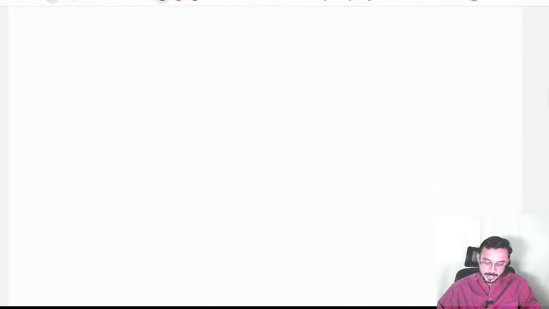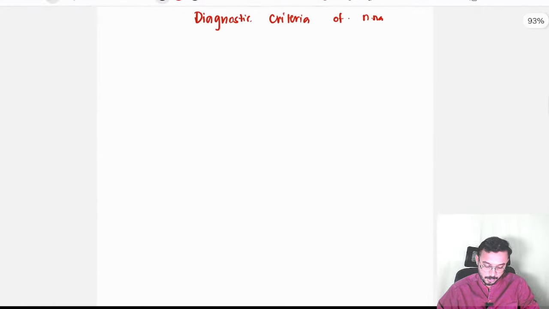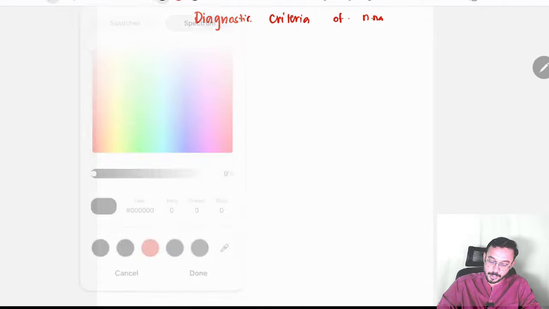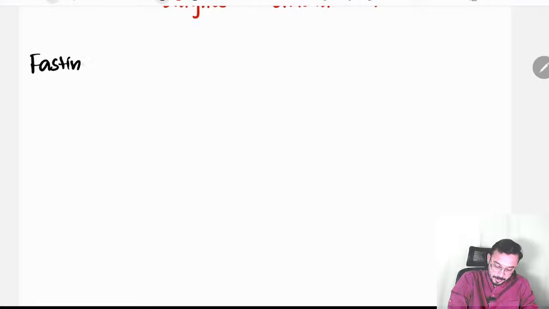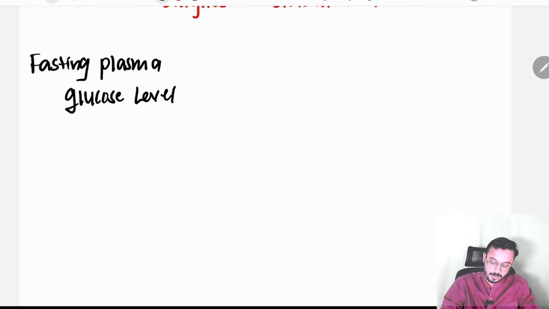So in diagnostic criteria, this table is very important. You should keep this table in your last minute revision notes. First you are going to check the fasting plasma glucose level. Okay.